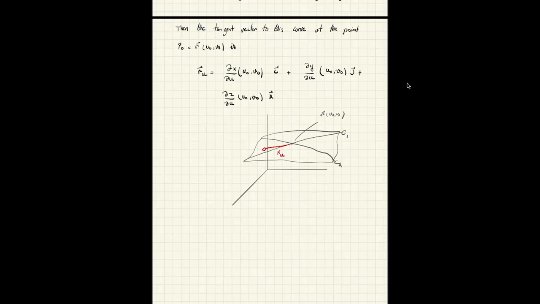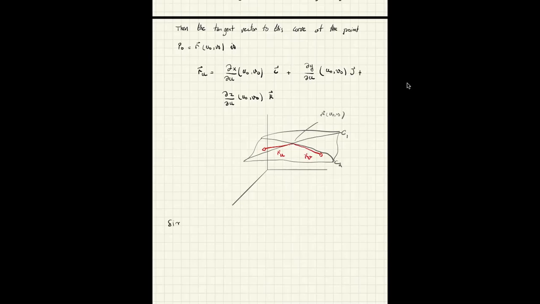When you fix one variable, and then the same thing will happen when you fix the other one, you will have another curve, and then another tangent vector here at the point r(u0, v0).